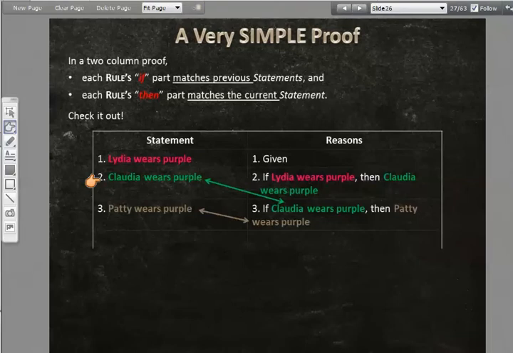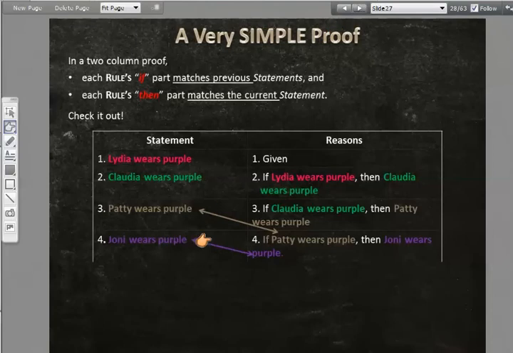The second statement says Claudia wears purple, so that's going to be my if in my third reason. If Claudia wears purple, see how they match? And Patty wears purple matches the third statement. And watch this, it works with the fourth one too. Joni wears purple, okay? Look how if Patty wears purple matches up with the third statement, and Joni wears purple matches up with the fourth statement.